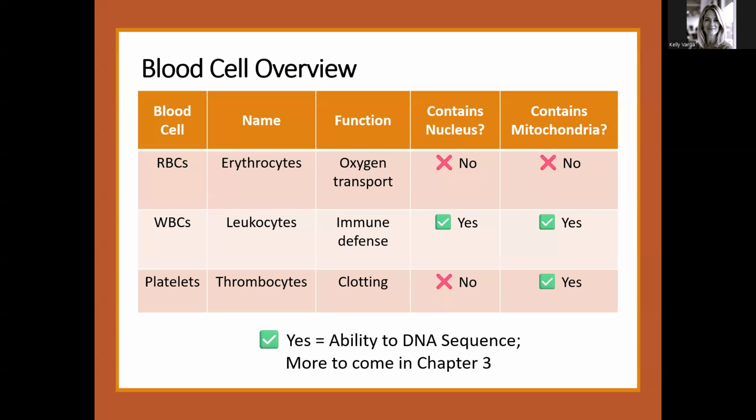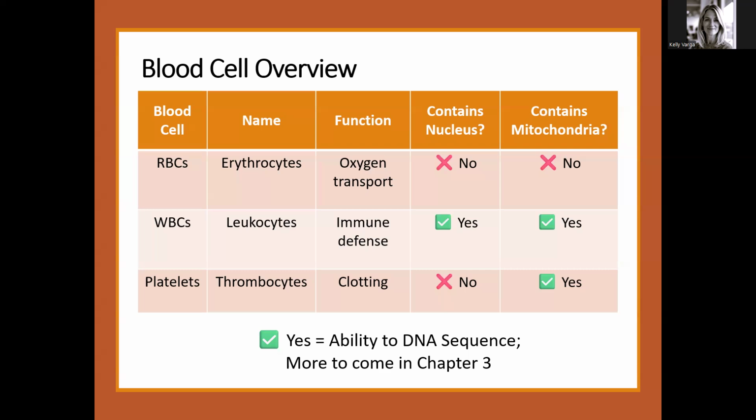And again, where would I be going to look for DNA? Well, in platelets, I'm not going to have a nucleus, but I do have a mitochondria. So again, out of this slide, a question would be, which of the following is not a good cell to gather DNA evidence from? It would be the red blood cell, because they do not contain a nucleus, nor do they contain a mitochondria.